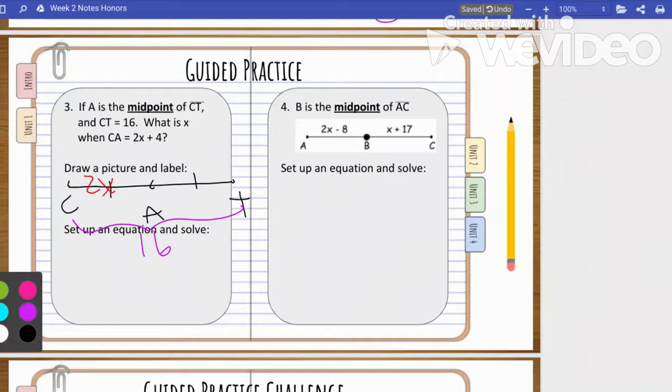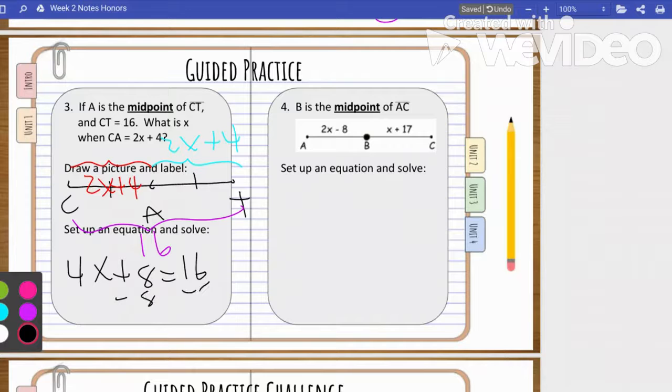is 2x plus 4. Well, the deal is, since A is the midpoint, if CA is 2x plus 4, then what do we know about AT? It has to be the same size. So it has to be 2x plus 4. So basically, if we take CA and double it, that's going to equal 16. So add together the pieces. What am I going to get? 2x plus 2x is 4x, plus 8 equals 16.